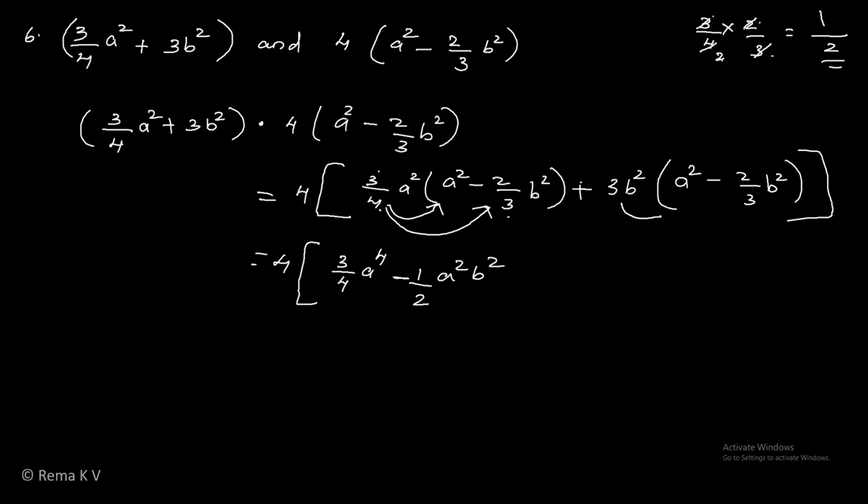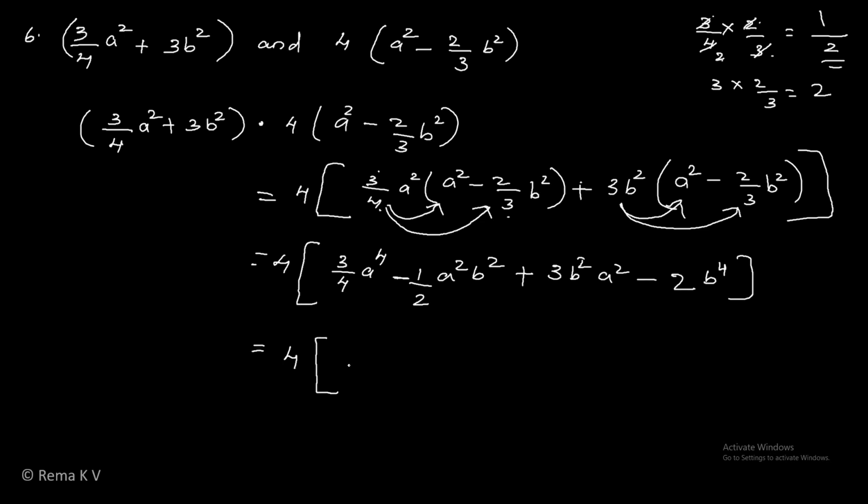Then the next one, multiplying these two, plus 3b square into a square. It is 3b square a square. Then multiplying the second term here. Multiplying the numerical coefficients, we will get it as 3 into 2 by 3. This gives 3 and 3 get cancelled and the answer is 2. So it is 2b raised to 4. This is equal to 4 into 3 by 4 a raised to 4.